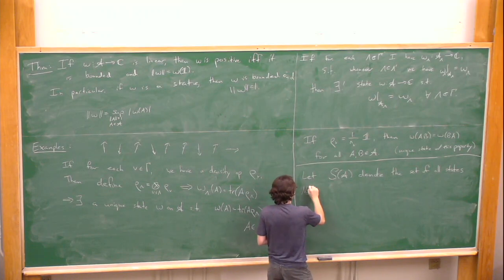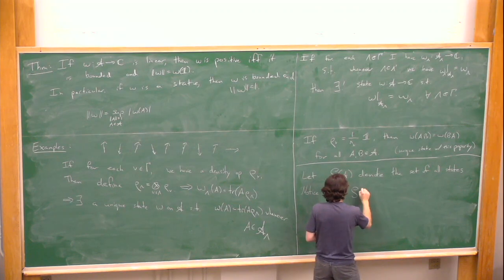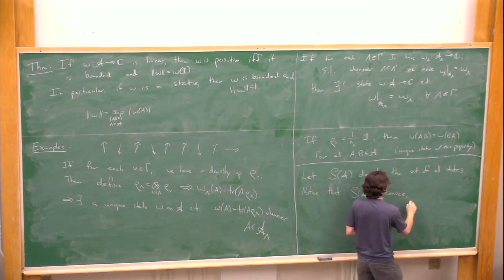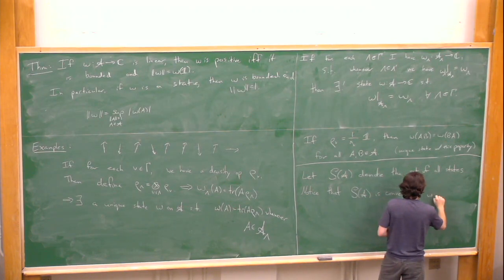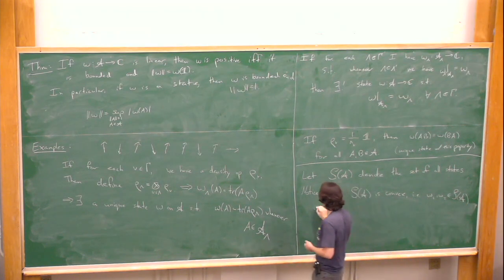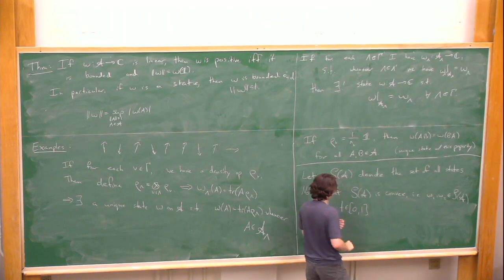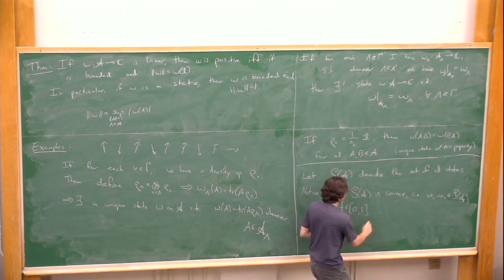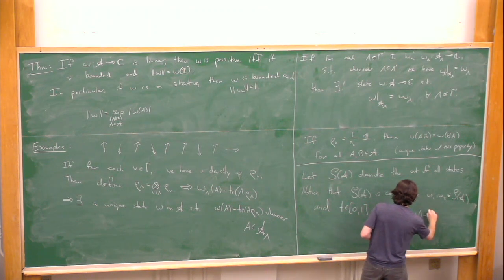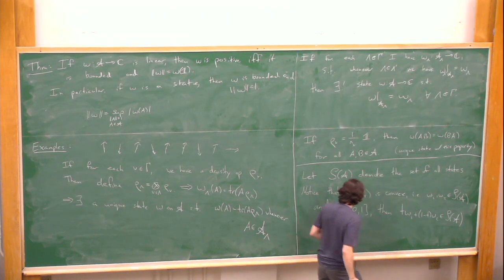And so we notice that S of A is a convex set. So in other words, if omega 1 and omega 2 are states, and T is an element of the unit interval 0, 1, then T omega 1 plus 1 minus T omega 2 is also a state.